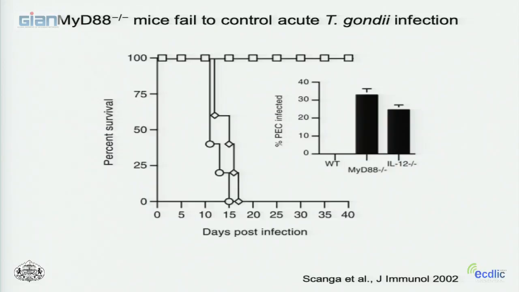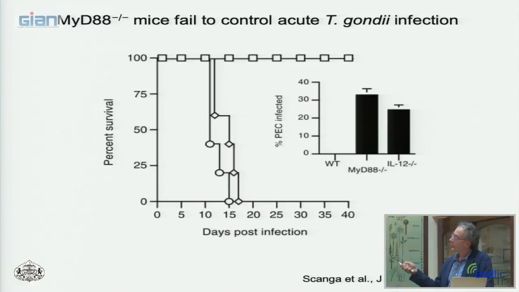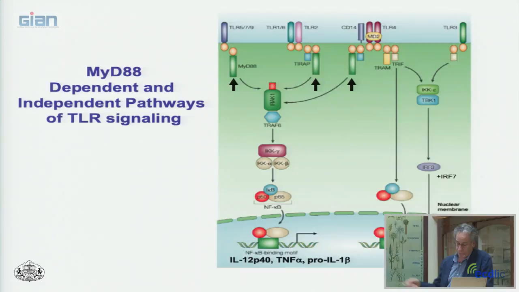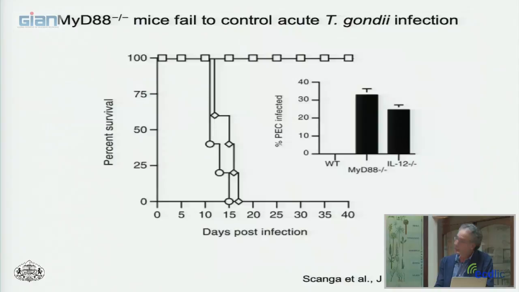So going back to a parasitic infection model, toxoplasma, this was one of the first studies in any infection model, MYD88 knockout mouse, so it's lacking this adapter protein, so can't signal. These TLRs can no longer signal. And these mice die very quickly, okay?